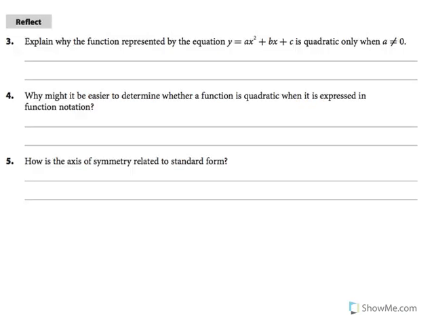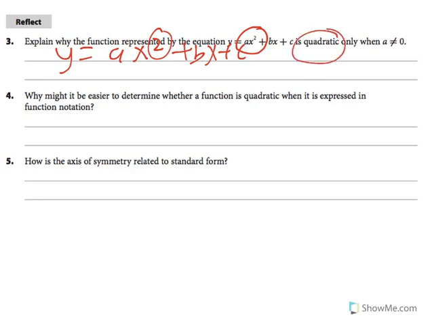Number 3, explain why the function represented by the equation y equals ax squared plus bx plus c is quadratic only when a is not 0. Well, when a is not 0, that means that we have the x squared here. So the x squared tells us that it's a quadratic equation.